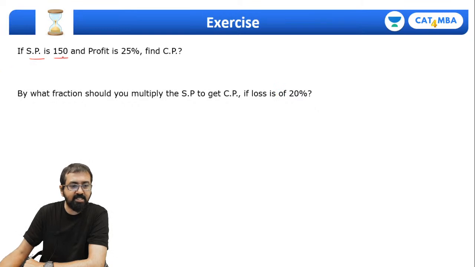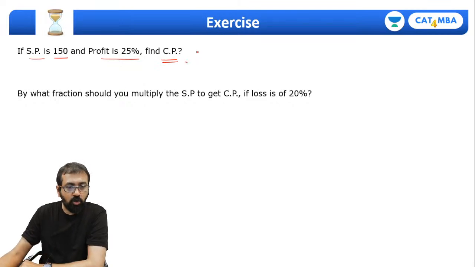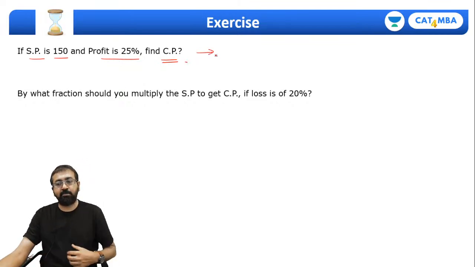If the selling price is 150 and the profit is 25%, then find the cost price. Can you tell me what will be the cost price over here? Quickly type in the chat box, everyone.